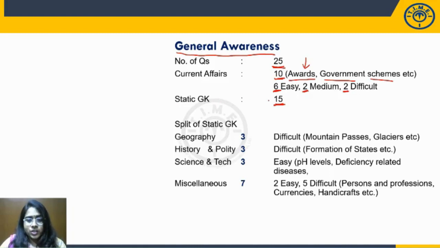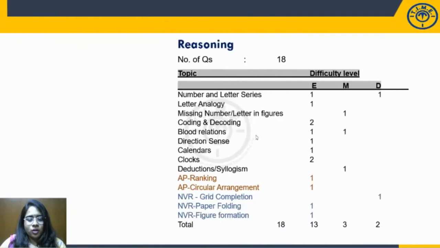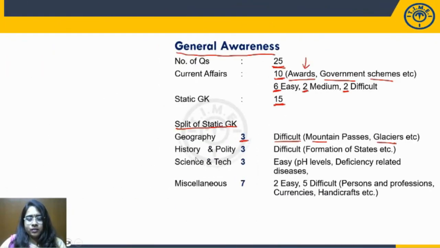Now if you look at static GK, there were 15 questions, and let us look at the split up for the static GK questions. You had 3 questions that appeared from geography. They were about mountain passes, they were about glaciers, etc. And these were quite difficult because in static GK you wouldn't know from which topics or which particular section they will ask. It would all depend on different aspects here, but overall the questions from the geography part were a little bit difficult.